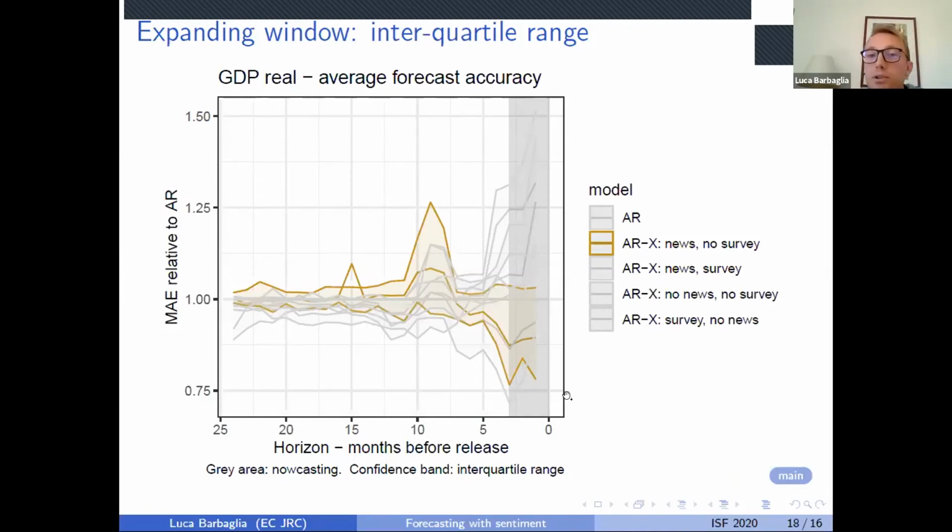If we go and look at the same graph that I showed before with the expanding window results, what I'm adding here is the interquartile range of the forecast accuracy performance around the average performance of the model. I put everything in gray except the AR model with news. As you can see, once we get to the nowcasting period, the average is doing quite well. Indeed, it is way below the AR benchmark. However, the forecast accuracy performance is associated with a very large deviation. So news are very helpful on average, but their performance is very volatile. In certain periods they're doing well, and for other forecasts they're doing worse than the AR benchmark. And this is why we don't get significant results for the Diebold and Mariano test.